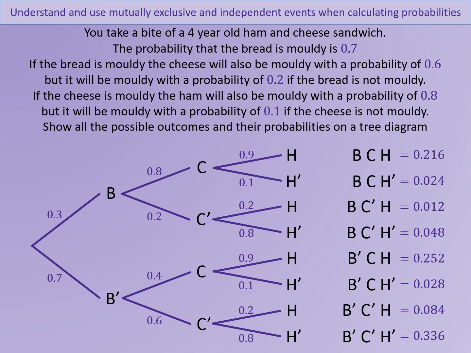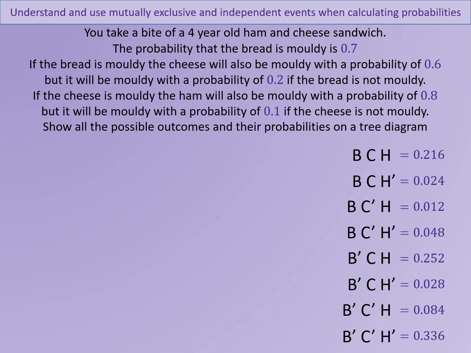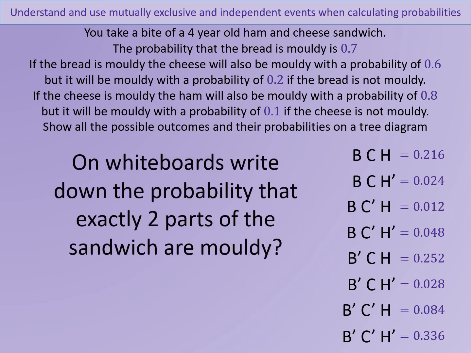Right then. So I've got all the possible answers in front of me, and I'd like you to have a go at these questions. You might want to pause, have a go at answering it, and see if you get the same answer. So my first question is this: what is the probability that exactly two parts of the sandwich are mouldy? So pause there, have a go at working that out.